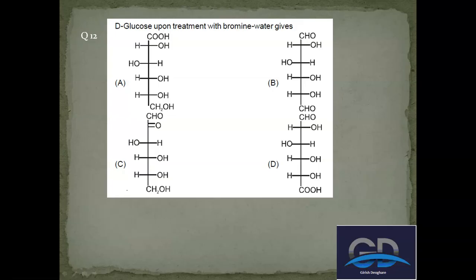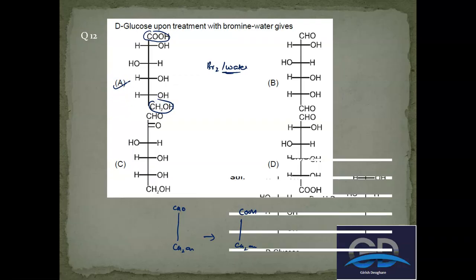Next, question number 12. It says D-glucose upon treatment with bromine water. Now we know that bromine water is an oxidizing agent, which will convert what? The terminal CH2OH group remains the same. However, the aldehyde group gets oxidized to carboxylic acid. So we can see that the answer would correspond to option A. Hence for this question, answer A is correct.